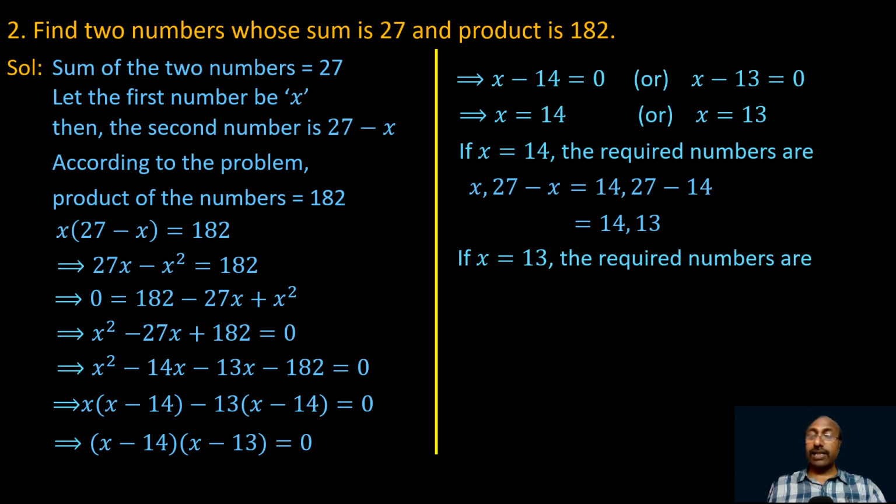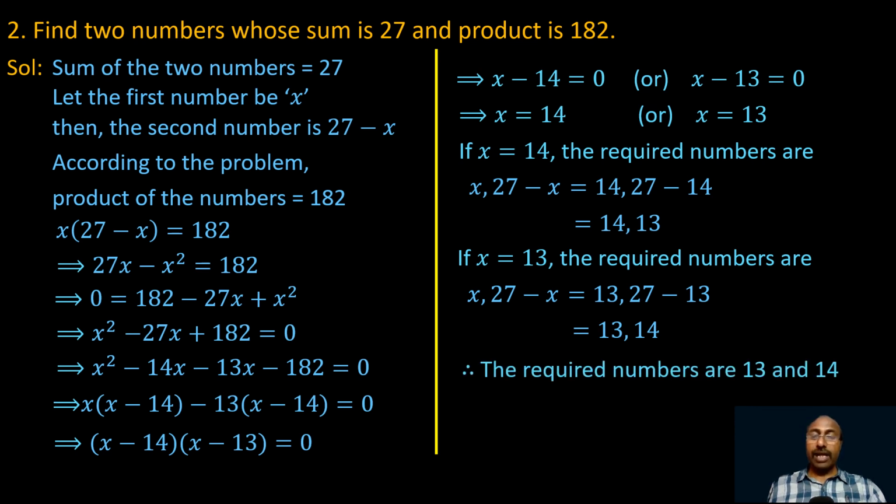Here we have two cases. The first one is x equal to 14 and the second case is x equal to 13. In the first case we got the values 14 and 13, and in the second case, if x equal to 13, the required numbers are x comma 27 minus x, that is 13 comma 27 minus 13, which is 13 comma 14. So in these two cases we got the same numbers, 13 and 14. Therefore our required numbers are 13 and 14. Okay, students. So let's go for the third question.